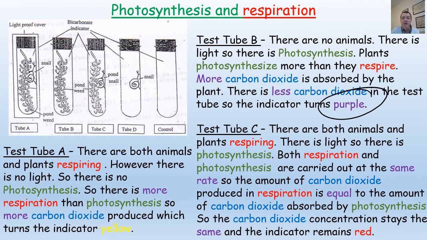In test tube C, there are both animals and plants respiring, and there is light, so there is photosynthesis. But both respiration and photosynthesis are carried out at the same rate in this case. And that's because the snail is going to be respiring a lot more than the plant, but it's going to balance with the amount of photosynthesis taking place. They're going to be equal. So respiration and photosynthesis will be equal, so the carbon dioxide produced by respiration will be equal to the amount of carbon dioxide absorbed by photosynthesis. So the concentration of carbon dioxide in the test tube will remain the same, and therefore the indicator remains red.